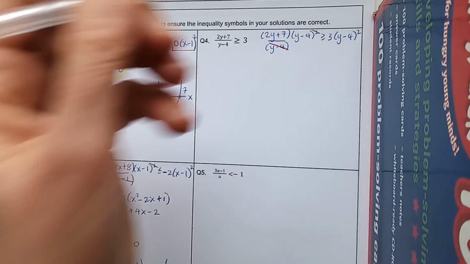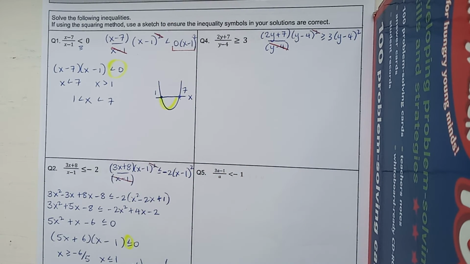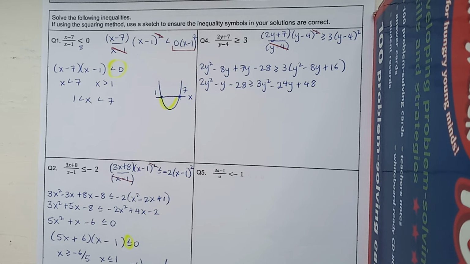And then I'm going to expand. Again, just take care with your squaring. It's the most likely place to make a mistake. I'm expanding there a bit more, and then I'm going to bring everything over to the left-hand side and tidy it up into a quadratic.